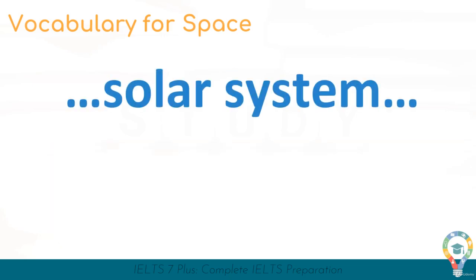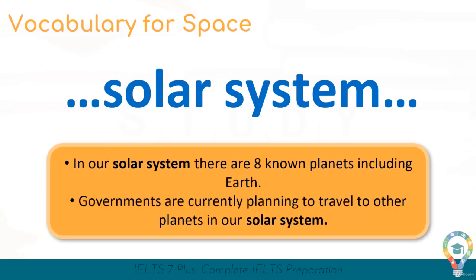And moving on, we have solar system. A solar system is a part of space that has one sun with planets going around or orbiting this sun. In our solar system, there are 8 known planets, including Earth. Governments are currently planning to travel to other planets in our solar system.